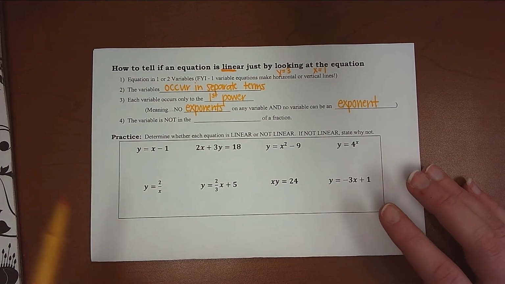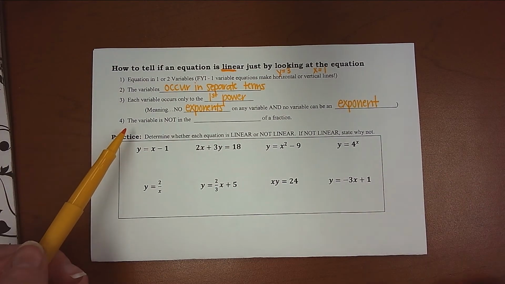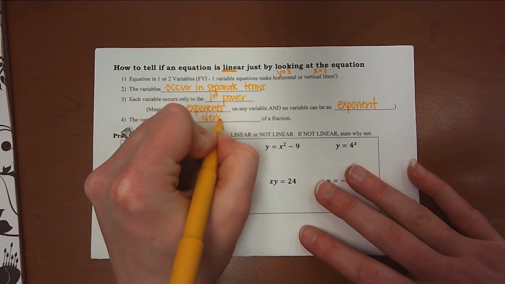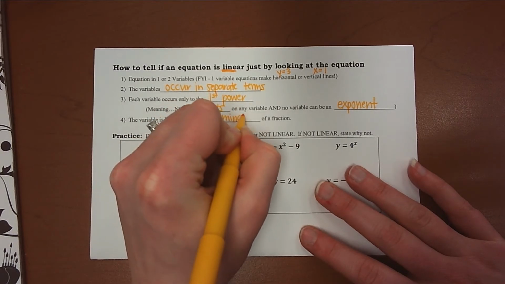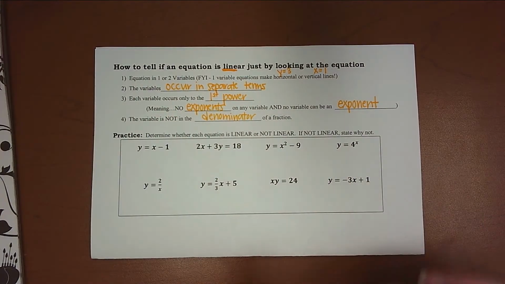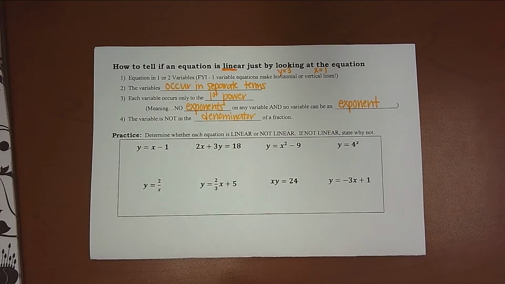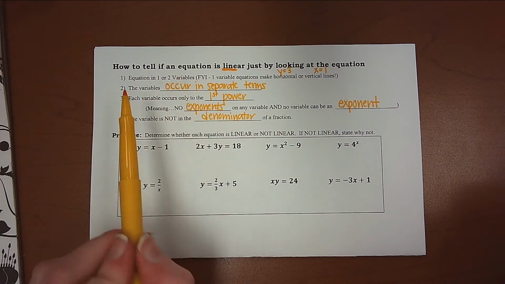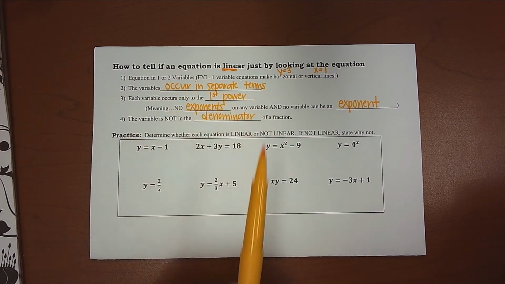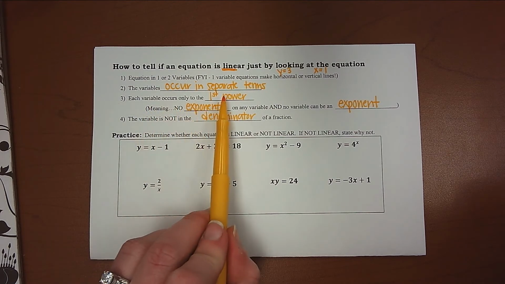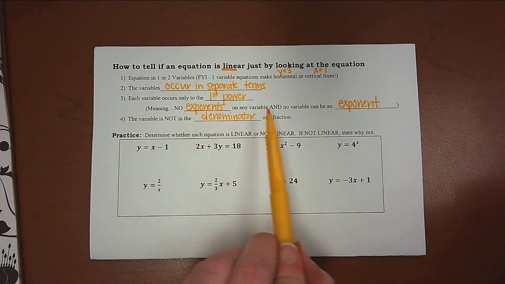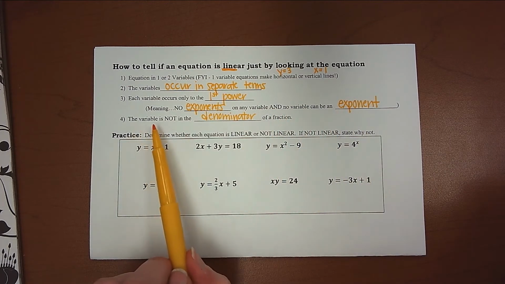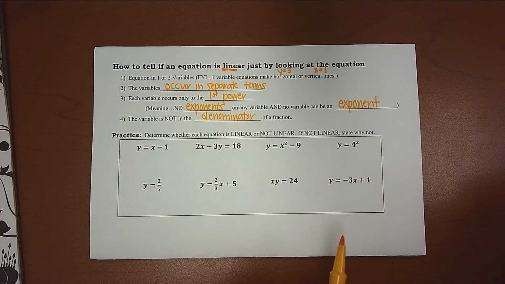And then the last rule, if the equation is going to be a linear equation, is that the variable is not in the denominator of a fraction. So if an equation is linear, it will have one or two variables, x and y. The variables will occur in separate terms. Each variable will occur only to the first power, meaning no exponents on any variable, and no variable can be an exponent. And last, the variable is not in the denominator of a fraction.